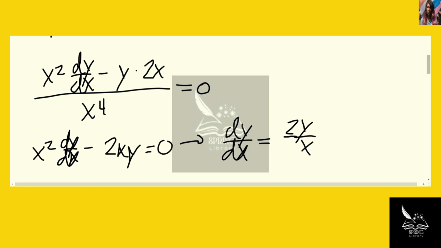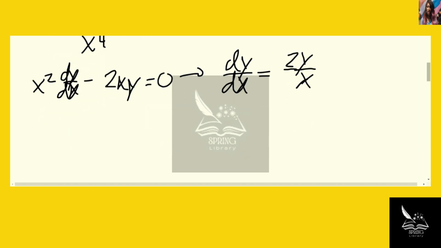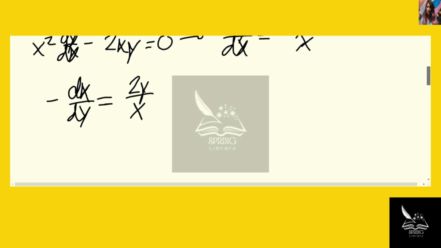2y over x. Now we replace with negative dx/dy to get negative dx/dy equals 2y over x. And then this is the separable differential equation, which we can write as x dx equals negative 2y dy.